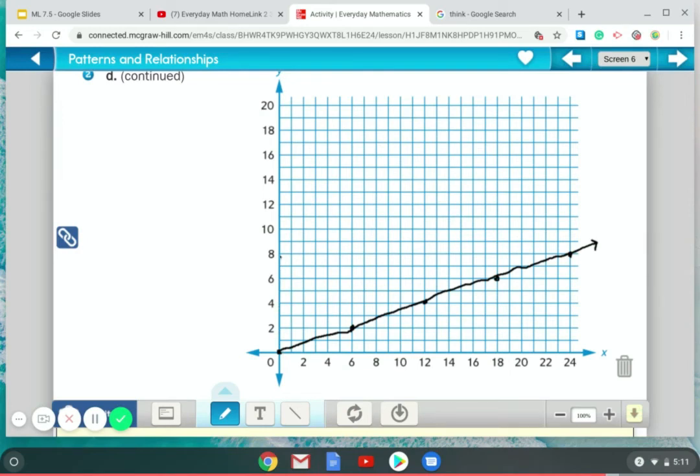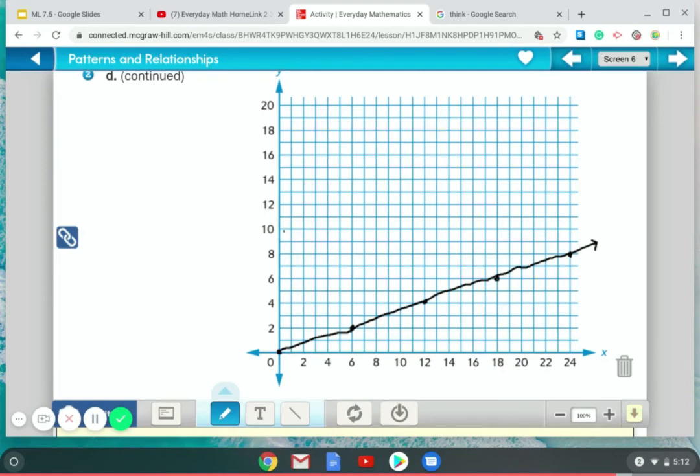If we were to then extrapolate this information to decide what would be the next term on our graph, we would then know that the next term would be 10. So again, using this, we could then see that the next corresponding terms would be 30 on x, comma 10 on y.